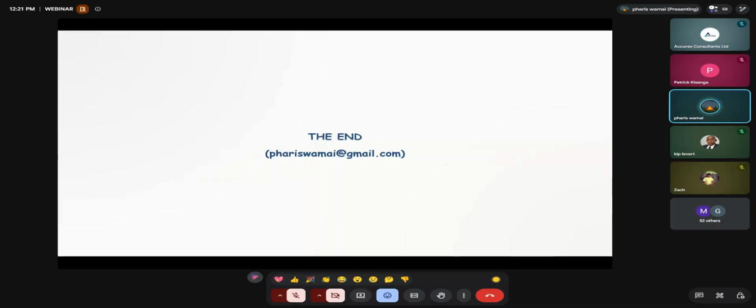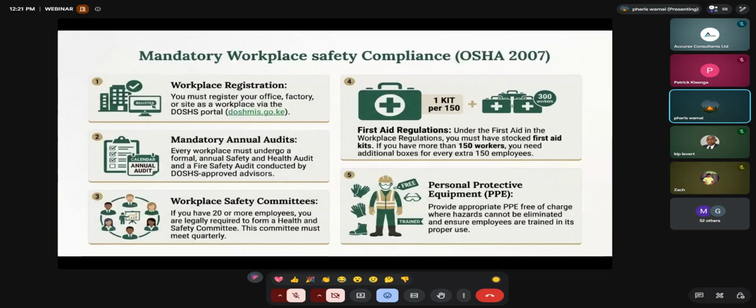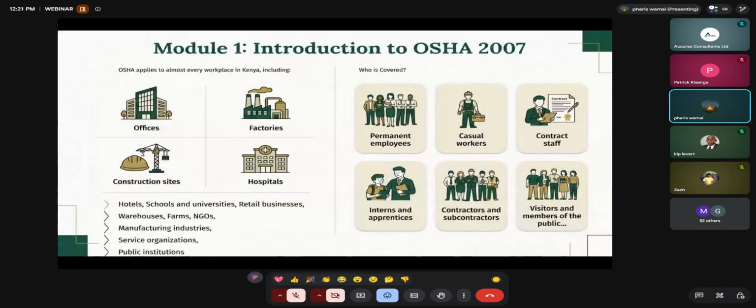Maybe just to add to that, if I may go back to this frame, who is covered by OSHA 2007. All these individuals: permanent employees, casual workers, contract staff, interns, contractors and subcontractors, visitors and members of public. All these people are covered by OSHA 2007, but they are not automatically covered by WIBA or by WIBA insurance cover. The people who are covered by your own cover are the permanent employees, casual workers, contract staff, interns.